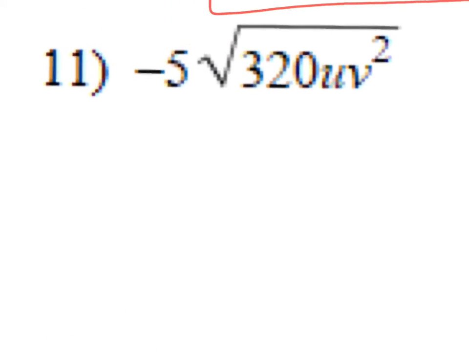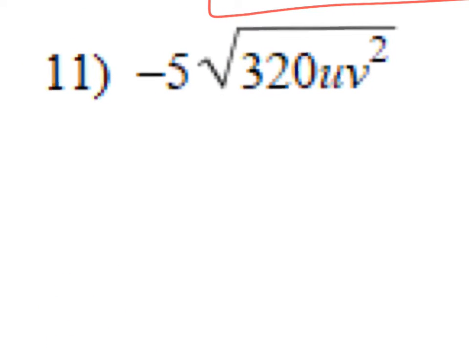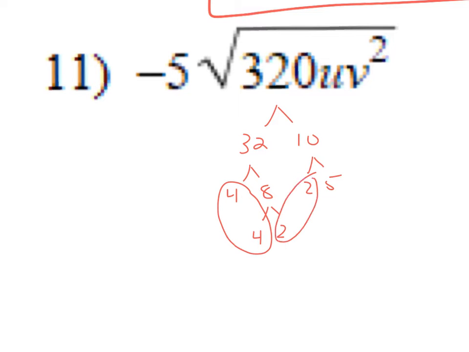Okay, this is just a review problem, so let's go ahead and break this down. This would go to 32 and 10. 32 will go to 4 and 8. And then this will go to 4 and 2. So I have a pair of 4s already that I'm going to use. And then this will go to 2 and 5. So now I have a pair of 2s. So now I've got to take 2 times 4 is 8. And then 8 times the negative 5 will be negative 40.